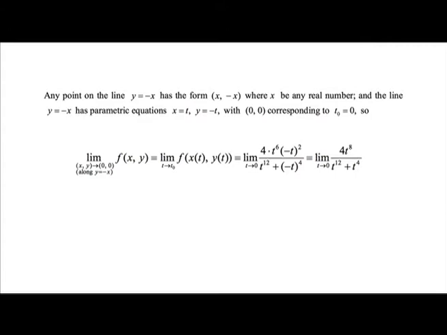So, the limit as (x, y) approaches (0, 0) along the curve y equals minus x of the function f(x, y) is equal to the limit as t approaches t0 of f(x(t), y(t)), which is equal to the limit as t approaches 0 of 4 times t^6 times (negative t) squared, all divided by t^12 plus (negative t)^4, which is equal to the limit as t tends to 0 of 4 times t^8 by t^12 plus t^4, which is equal to the limit as t tends to 0 of 4 times t^4, all divided by t^8 plus 1, which is equal to 4 times the limit as t tends to 0 of t^4 by the limit as t tends to 0 of t^8 plus 1, which is equal to 0 by 0 plus 1, which is equal to 0.